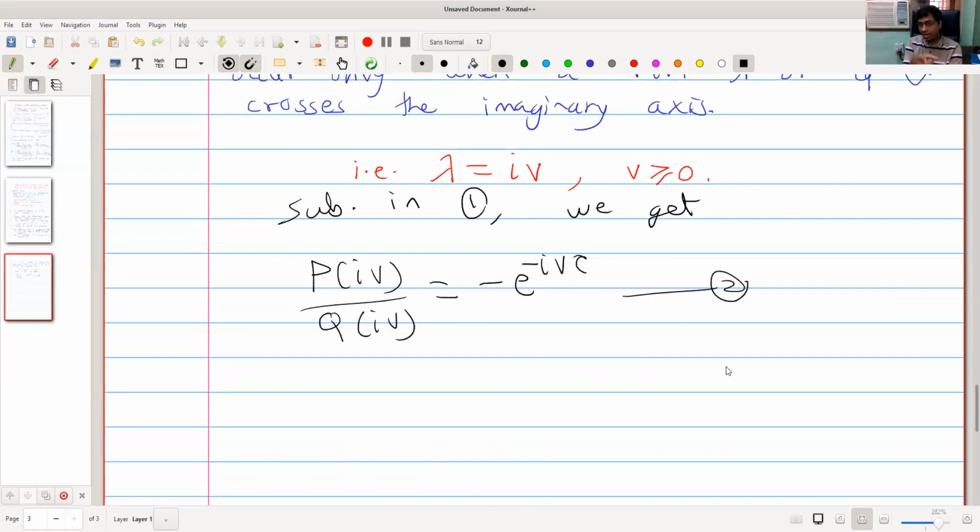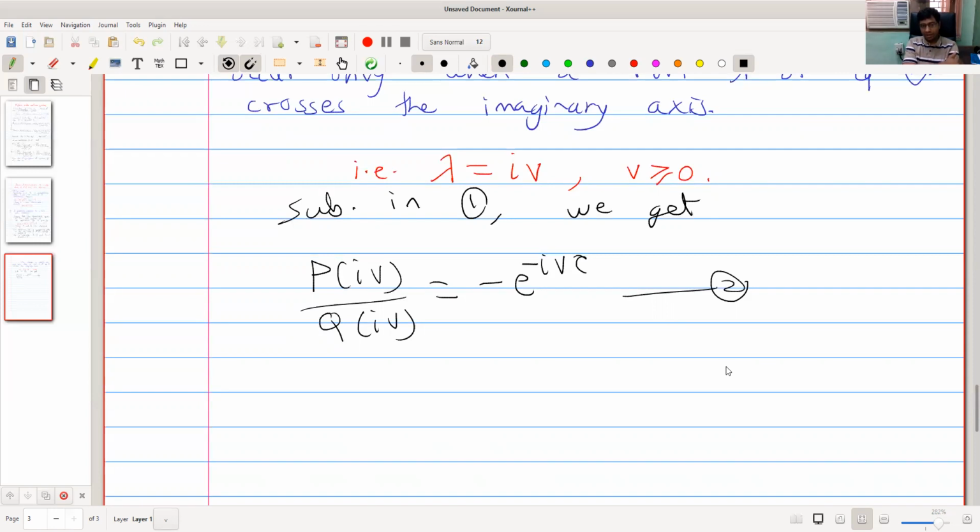Take the right hand side, e raised to minus i v tau. v and tau are real numbers. If we change v tau from 0 to 2 pi, then the right hand side traces the unit circle in the complex plane, centered at the origin as usual. What is the modulus of the right hand side? If we take the modulus of minus e raised to minus i v tau, we get 1 for any v and tau. This means the right hand side is always on the unit circle.